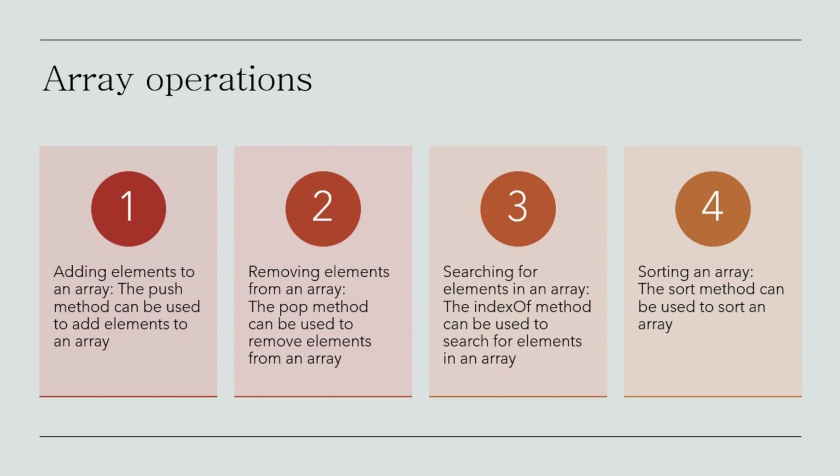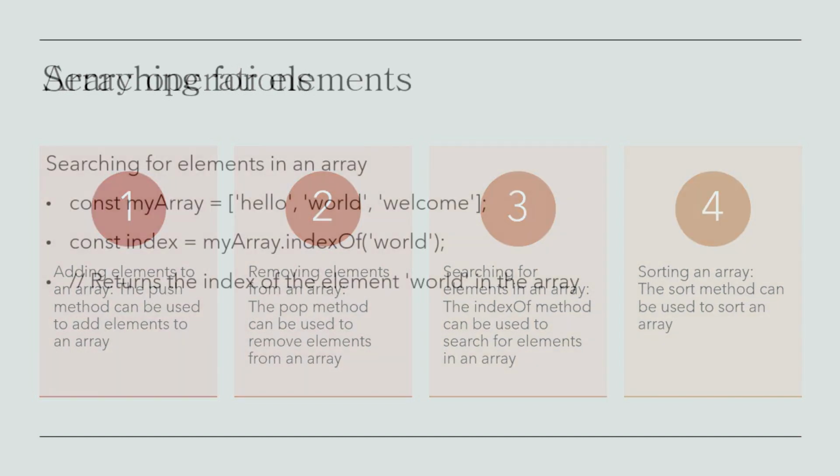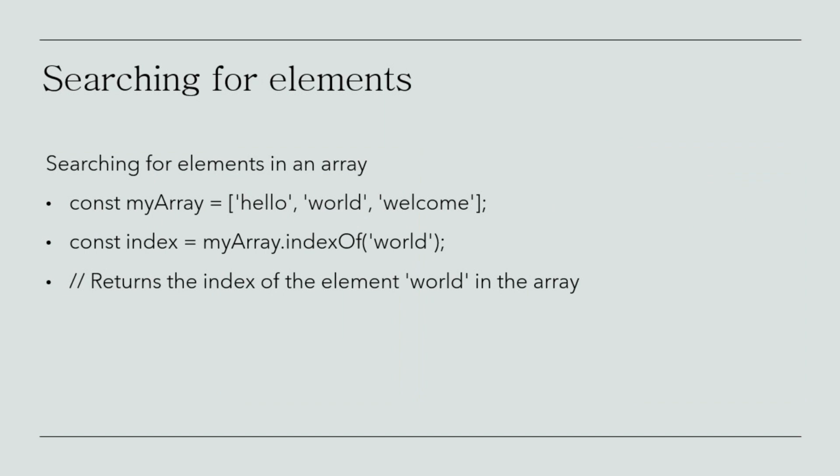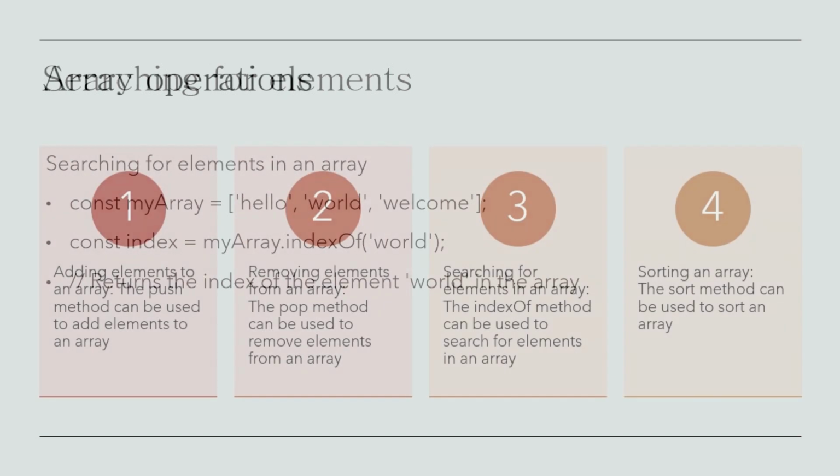Searching for elements in an array is another common operation. We can use the indexOf method to find the index of a specific element in the array. In this example, we use the indexOf method to find the index of the element 3 in the numbers array. The method returns the index of the first occurrence of the element or -1 if it's not found.